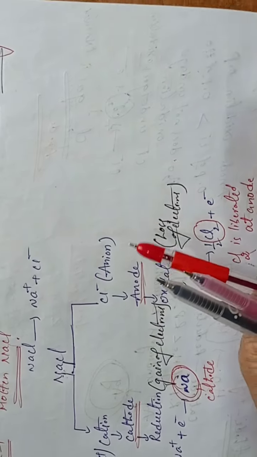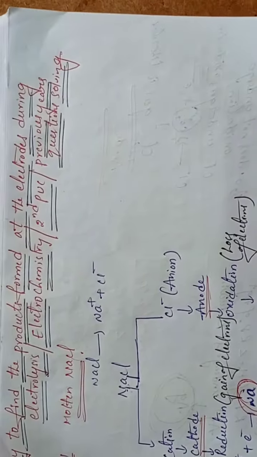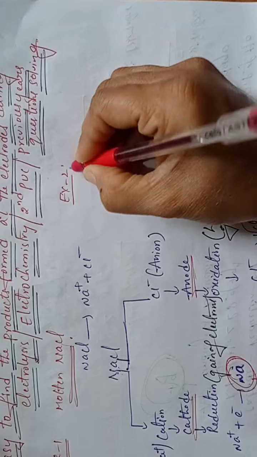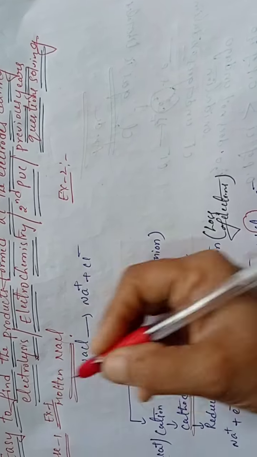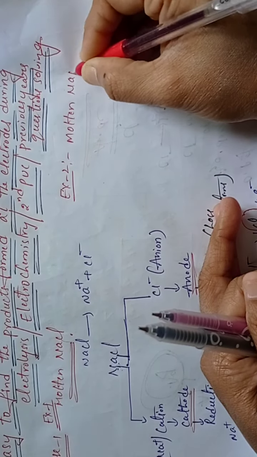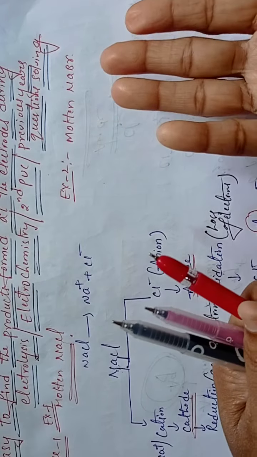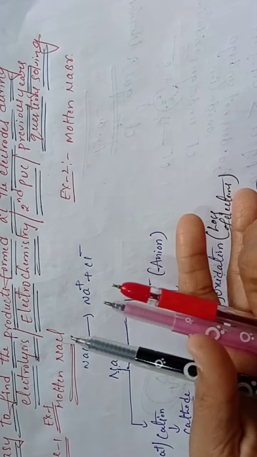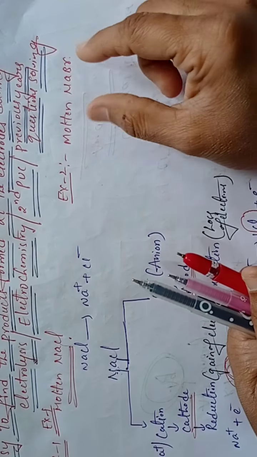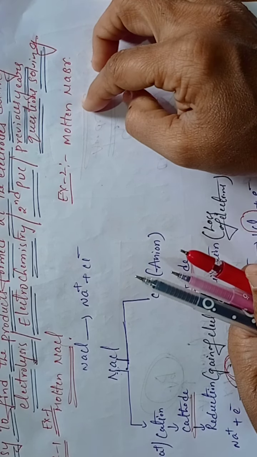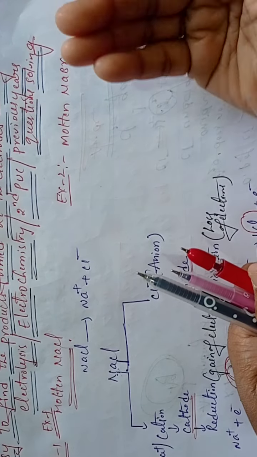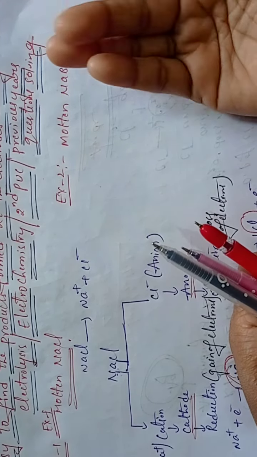Now I am taking another example, molten NaBr. This is example 2; the previous was example 1. Tell me, what is liberated at the cathode, and at the anode which gas is liberated? Molten means NaBr is in the liquid form, in the liquid state. So water is absent here. Just by heating the NaBr compound it melts. That is molten NaBr.